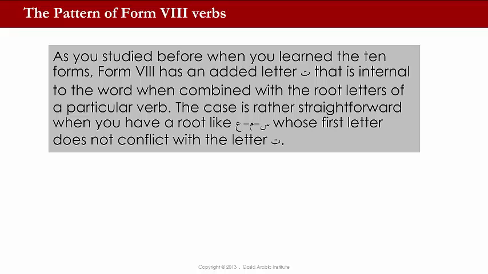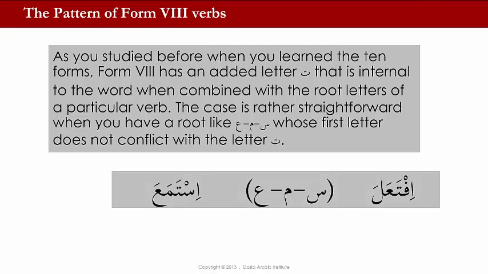As you studied before, when you learned the 10 forms, form 8 has an added letter ta that is internal to the word when combined with the root letters of a particular verb. The case is rather straightforward when you have a root like sin, mim, ayn, whose first letter does not conflict with the letter ta. So here, ifta'ala, which is our pattern, when we input the root letters sin, mim, ayn, we get istama'a. So the ta is apparent.